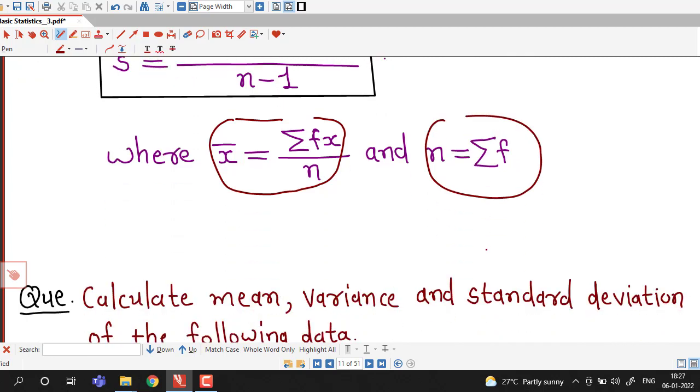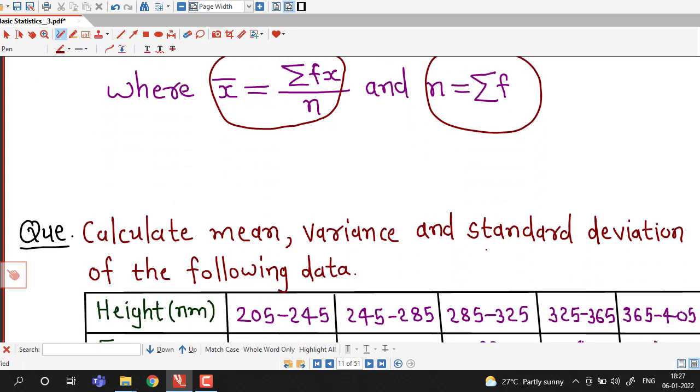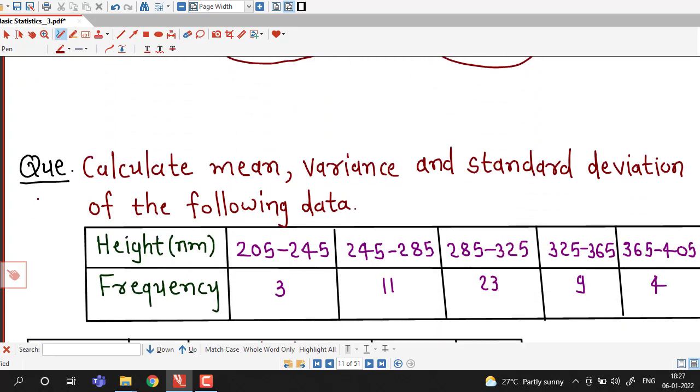So with these definitions in our mind, we try to do this question: calculate the mean, variance and standard deviation of the following data. Generally the data given are for a sample, so we will consider sample variance and standard deviation for this problem. Here classes are given.